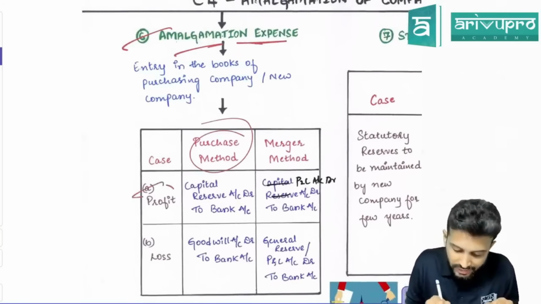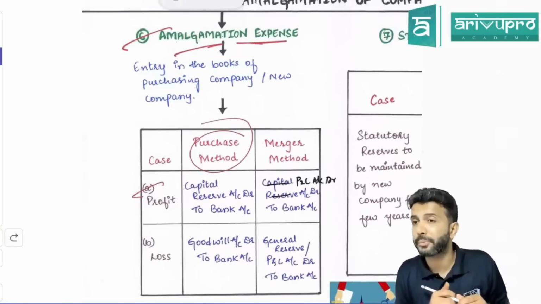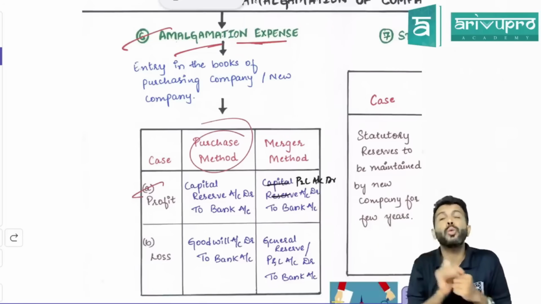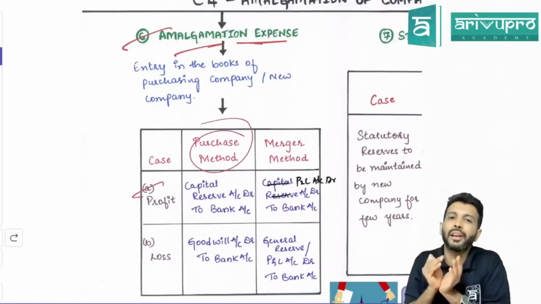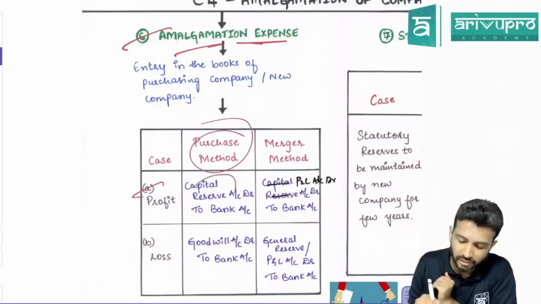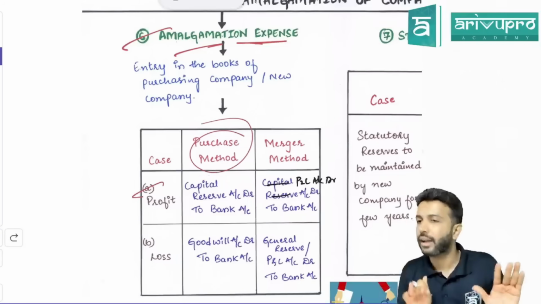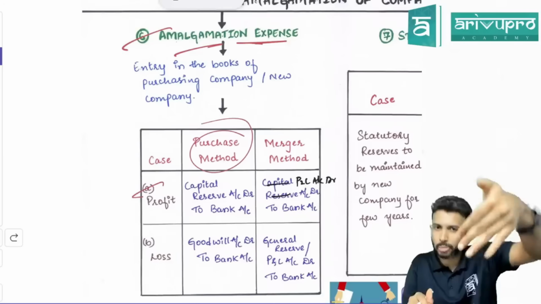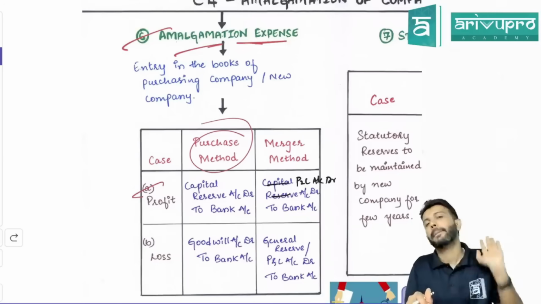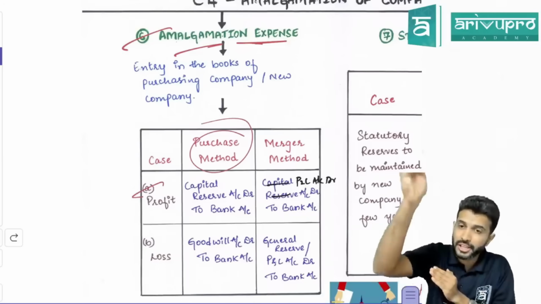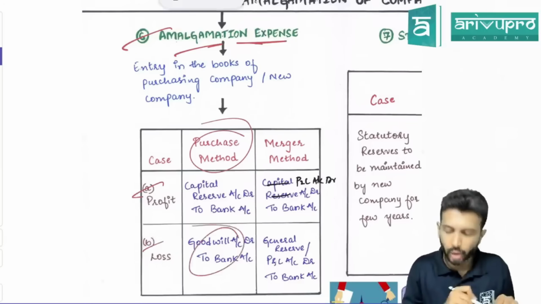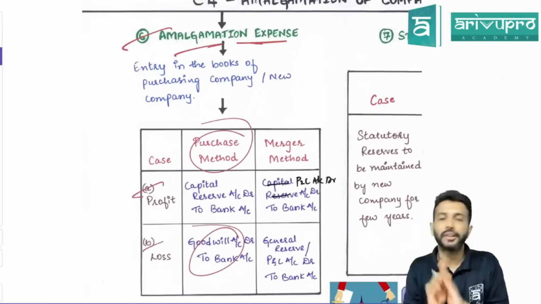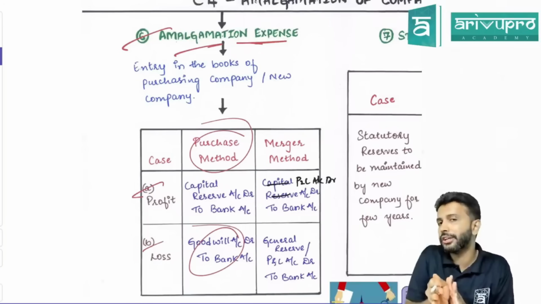If it is purchase method and you get a profit scenario, what do we call the profit under purchase method? We call it capital reserve. So the entry for amalgamation expense will be capital reserve account debit to bank account, instead of P&L to bank. However, if it is purchase method and you got a loss scenario, then the entry will become goodwill account debit to bank account. That is the entry under purchase method.